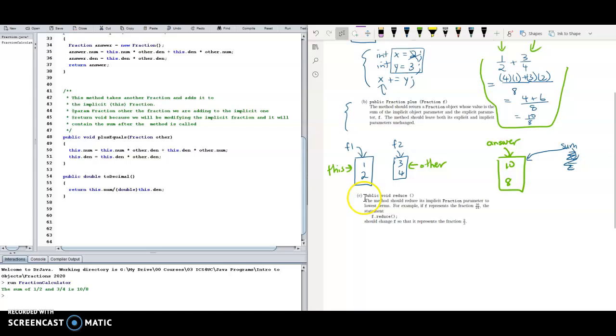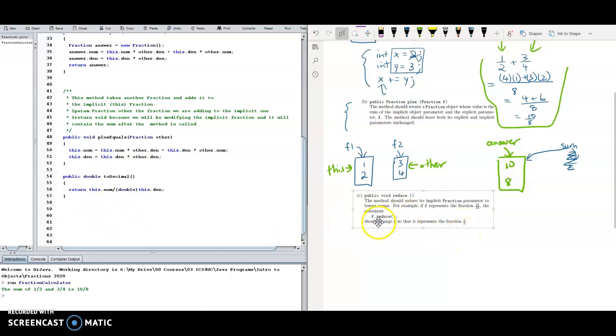It's important to read the question when you're looking at this, so here it is on the right hand side. It says public void reduce, so it gives us the method header. The method is void, which means it doesn't return anything. So that should tell you that if you wanted to do anything to your fraction, it should reduce the implicit fraction. So it's going to change the implicit values of the fraction into lowest terms. So for example, 16 over 24 can be reduced to 2 over 3, right?